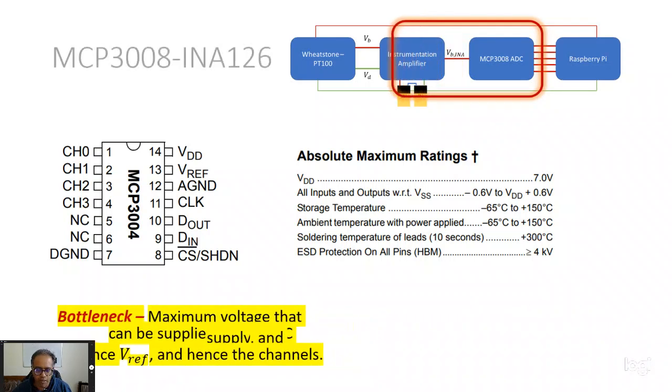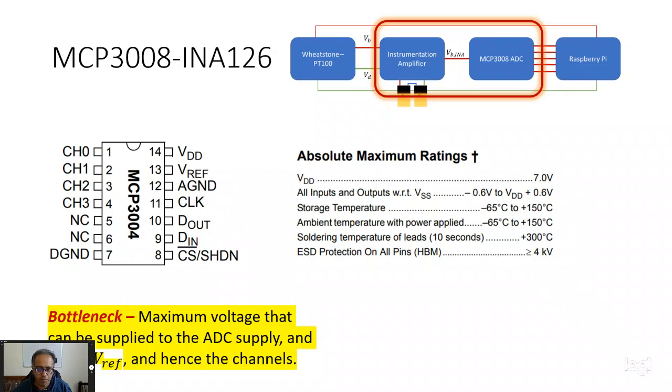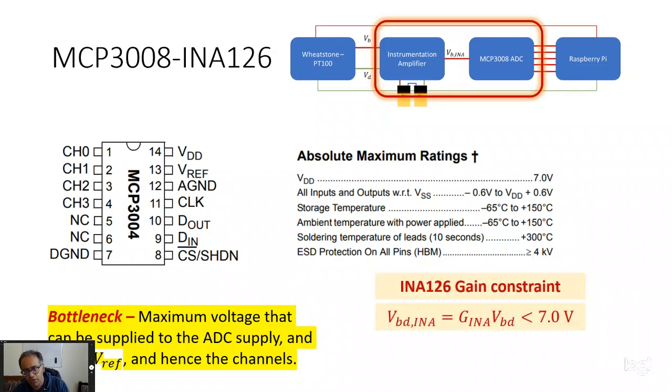So what does that mean? This in addition means that there is a gain constraint on the instrumentation amplifier also, which means that the signal that is coming out of the instrumentation amplifier cannot be more than 7 volts. Basically this limits the gain, right? So now we are working our way backwards.